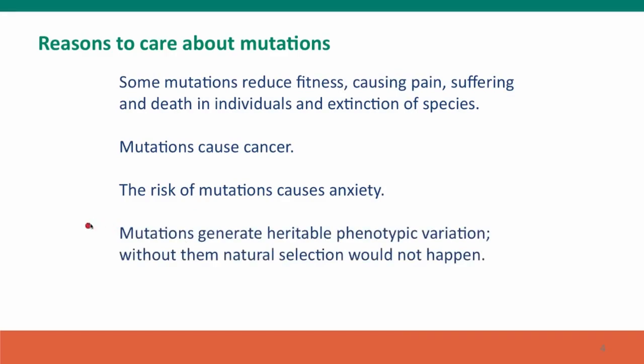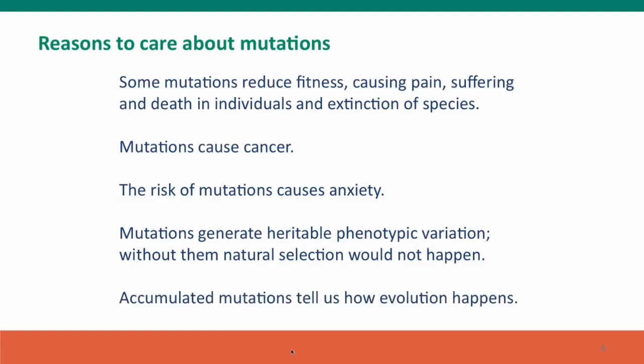On the other hand, in an evolutionary framework, mutations generate the heritable variation that's the raw material of evolution. If we didn't have mutations, there'd be no natural selection, and evolution wouldn't have happened. Finally, accumulated mutations tell us how evolution happens. They provide a kind of historical record, and we'll talk about this in a later lecture.